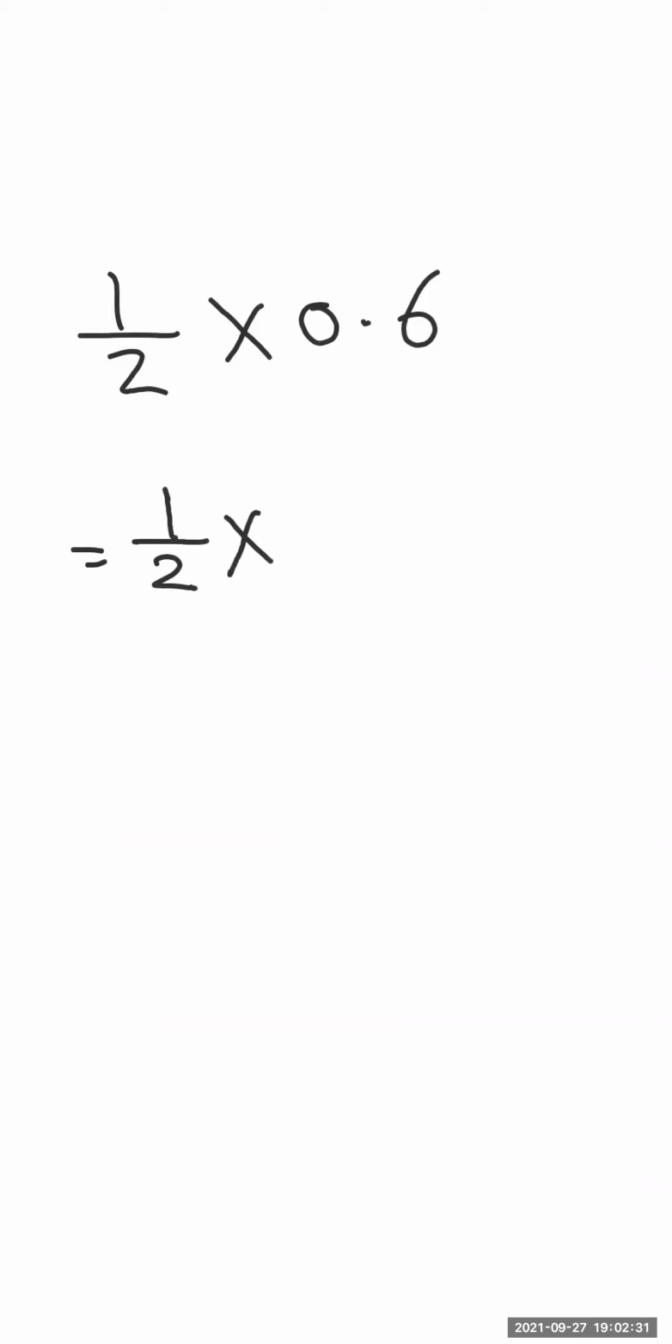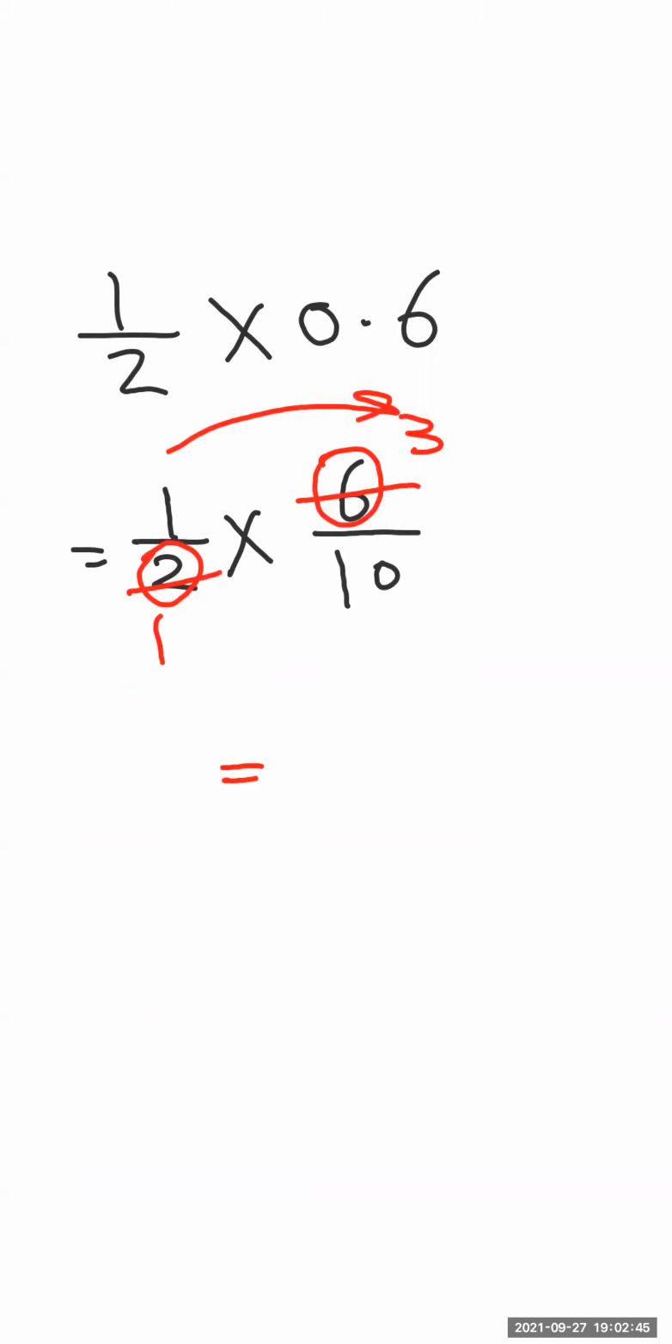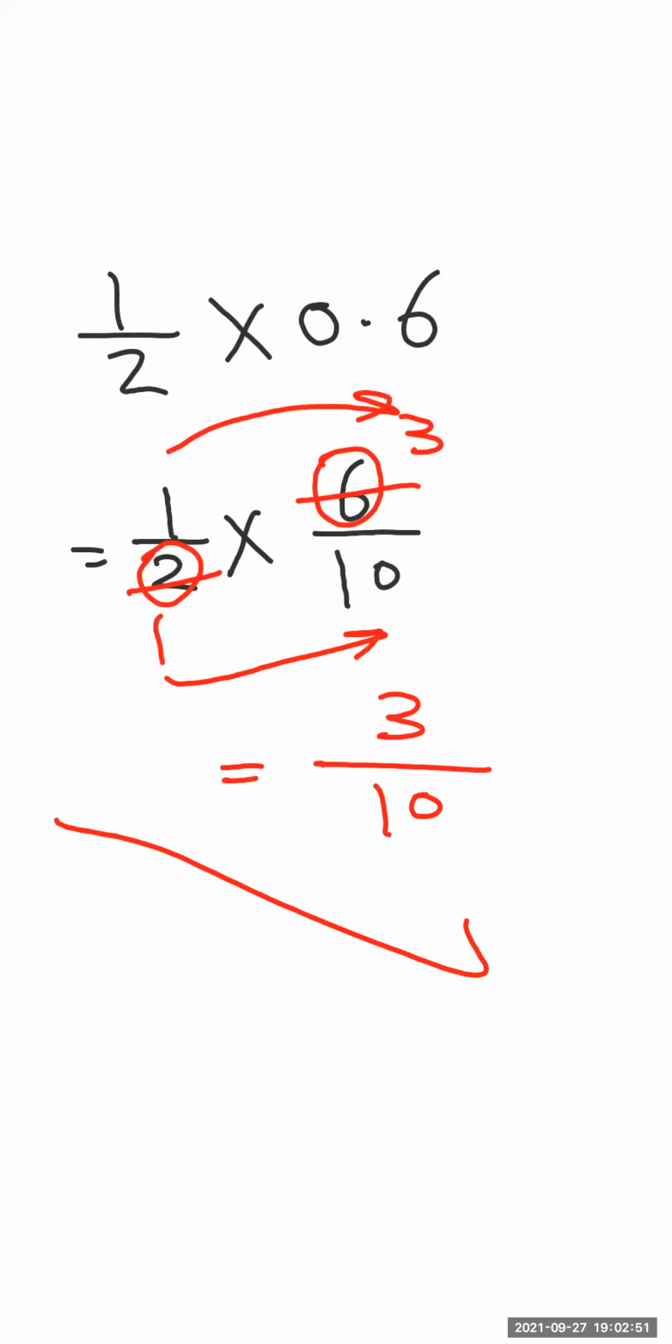If I want to multiply a fraction like 1 over 2 times a decimal number, for example, 0.6, the fraction is 1 over 2. 0.6 means what, guys? It's 6 over 10. Now simplify. 2 and 6, divide by 2 equals 1, divide by 2 equals 3. 1 times 3 equals 3 over 1 times 10 equals 10. That's it. So 3 over 10, we can keep it like this, or otherwise, 3 over 10 means 0.3. Both are correct.